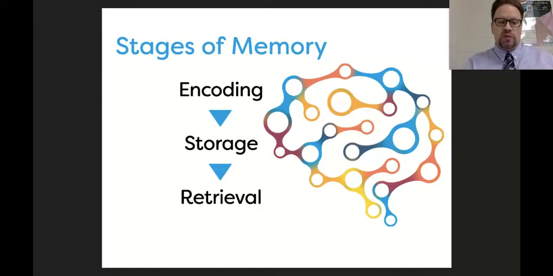So the information that can be encoded is pretty much any of your senses. Visually, it's probably a picture in your mind. Acoustically, it's a sound in your mind. Semantically, it's a meaning in your mind.